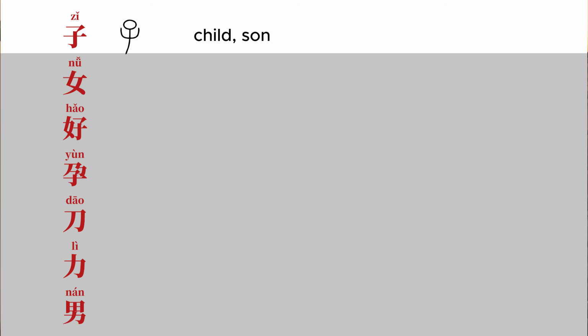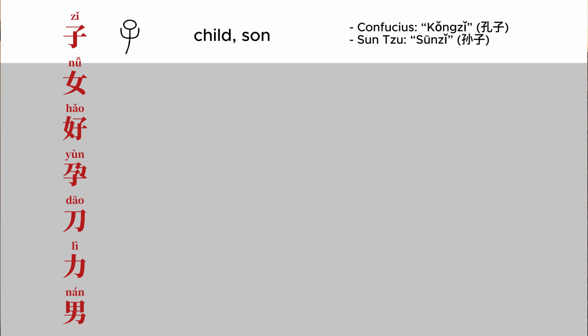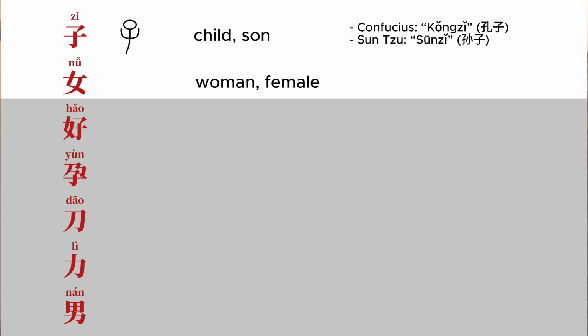First, we have Zi, which originally meant child or son. In ancient scripts, it looked like a newborn baby with a big head and a small body and even little arms sticking out. It is also used as a respectful suffix in classical Chinese, like in the names of the great thinkers Kongzi and Sunzi.